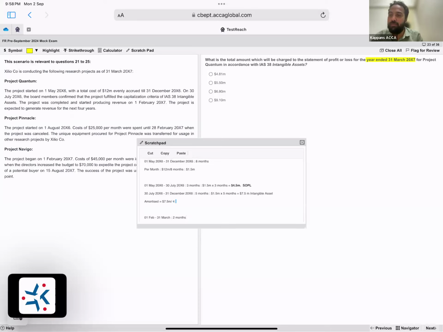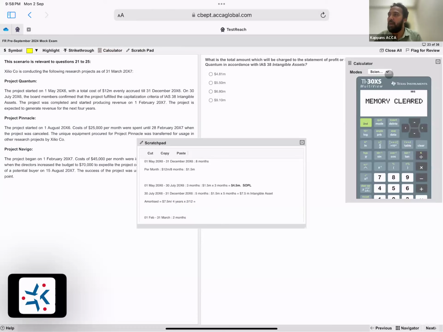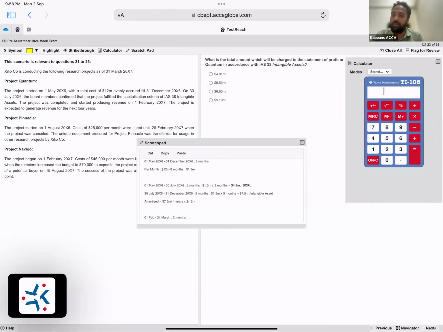So 7.5 million divided by 4 years in a time proportionating amortization 2 by 12. So let's use a calculator to find out how much is the amortization. So 7.5 million is the amount of intangible asset capitalized, divided by 4 is the useful life, multiplied by 2 by 12, time proportionating, 0.3125. So amortization is equal to 0.3125 million. So amortization will be shown in, as you know, profit and loss account.